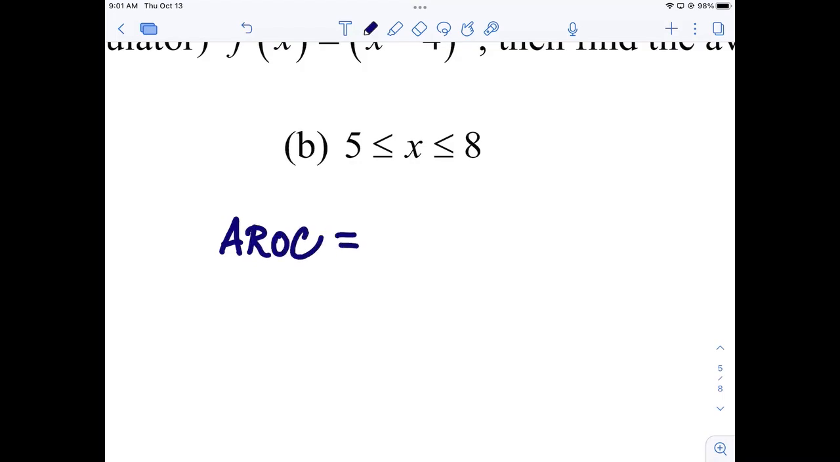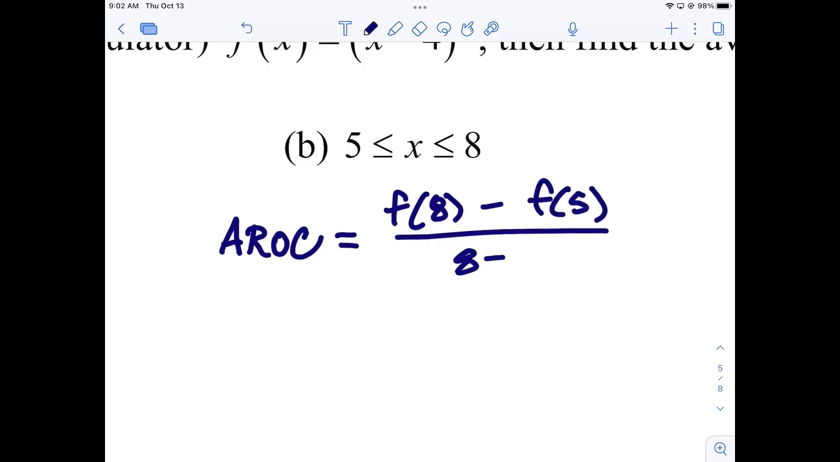And here's what you show first, right? We're going from x equals 5 to x equals 8. So you'll put f of 8 minus f of 5 all over 8 minus 5. This we're going to check on a quiz that we're having tomorrow. Yeah, this would be the difference quotient.